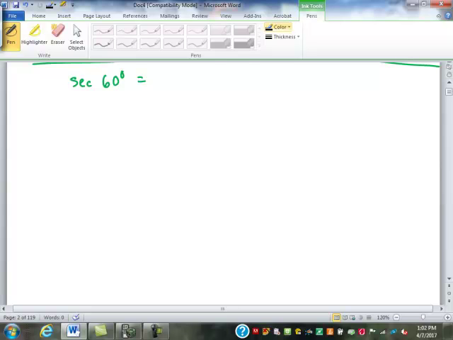So secant of 60 degrees. Secant is the reciprocal of what? Cosine. So we could do this: 1 divided by the cosine of 60 gives you 2, right? There's an easier way to do it.